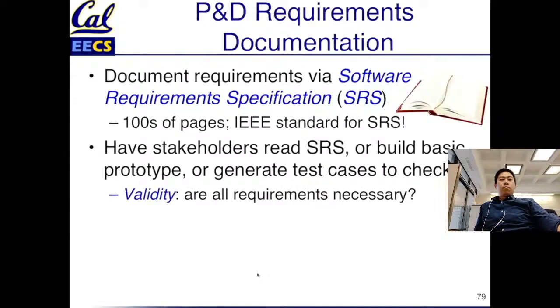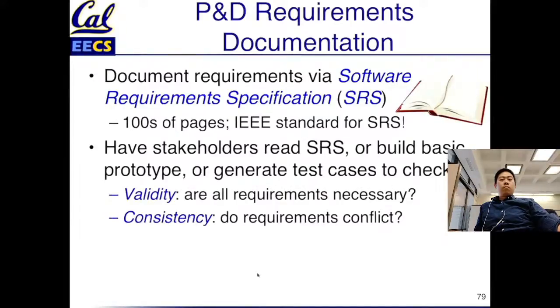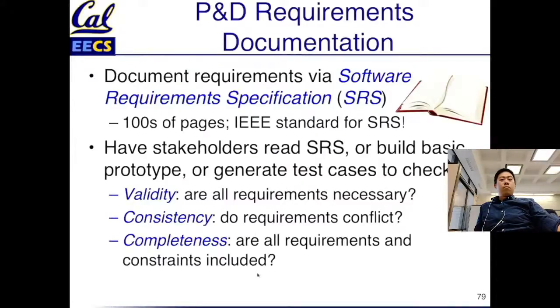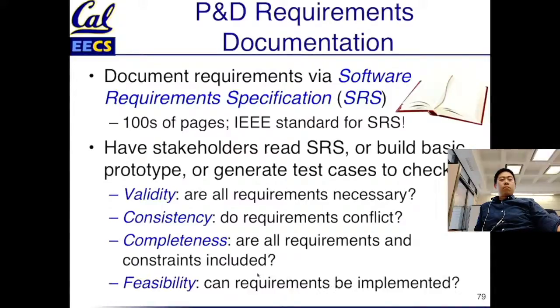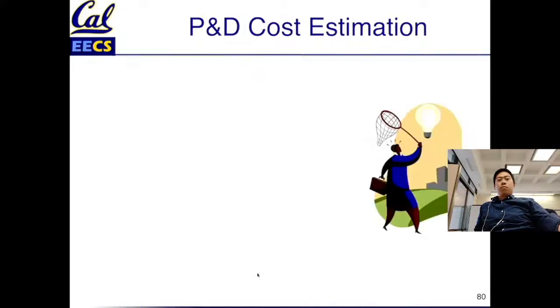So what are you looking for here? 4 things. Validity: are all the requirements necessary? Consistency: it's pretty bad if the requirements conflict, and it sounds like it'll be hard to be successful. Completeness: is everything there, and are all the constraints included? And finally, can it be implemented, right? So you're building this kind of book about the project before you build the project. So that's requirements documentation. How about the cost estimation?